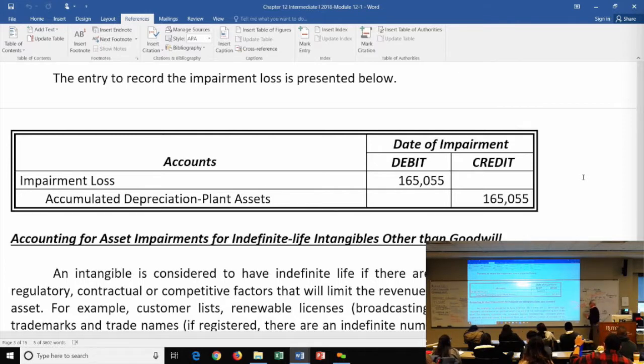So this is the US GAAP. If this question says part B, what do you do if it's an IFRS reporter? You'd have to work on different information. You have to get the recoverable amount. It's a little different process. Well, let's stay with US GAAP for now.